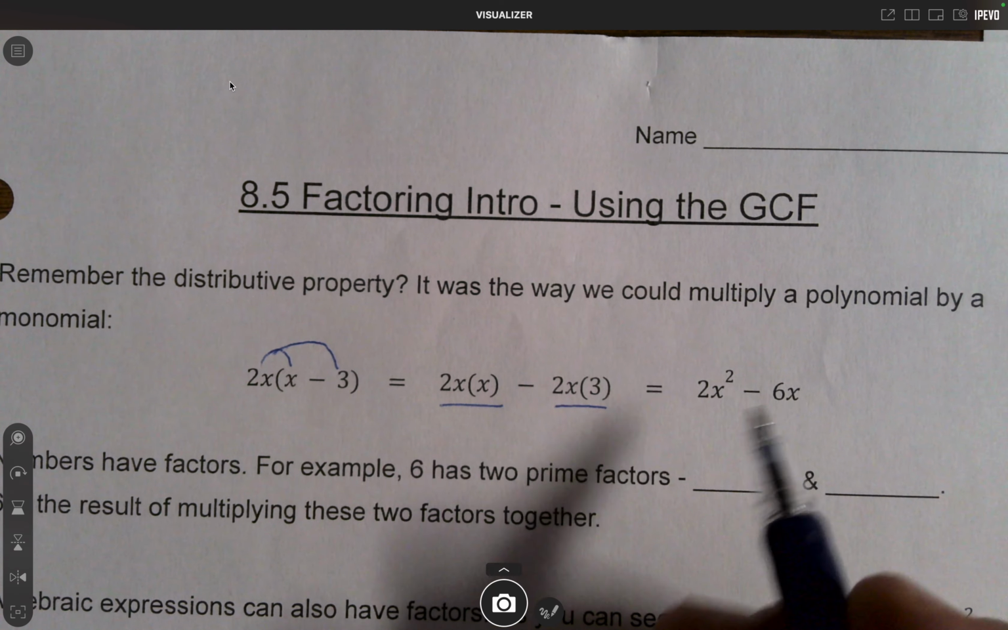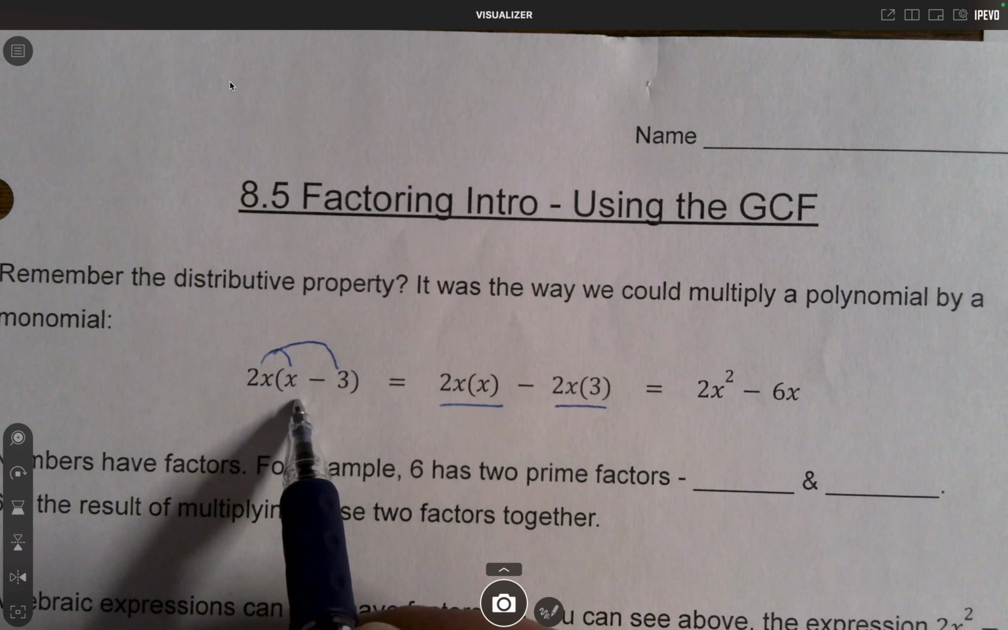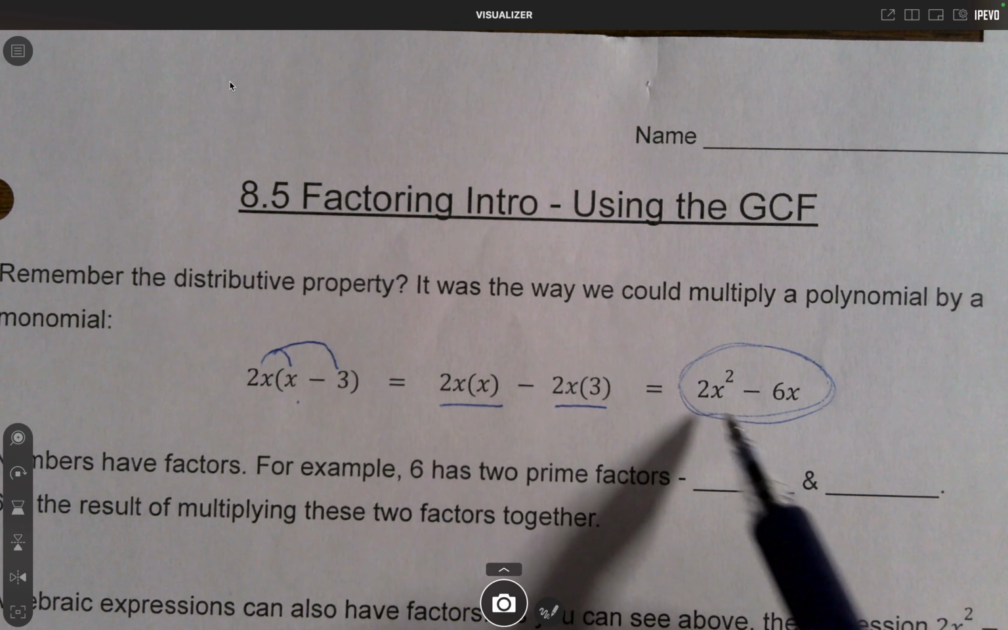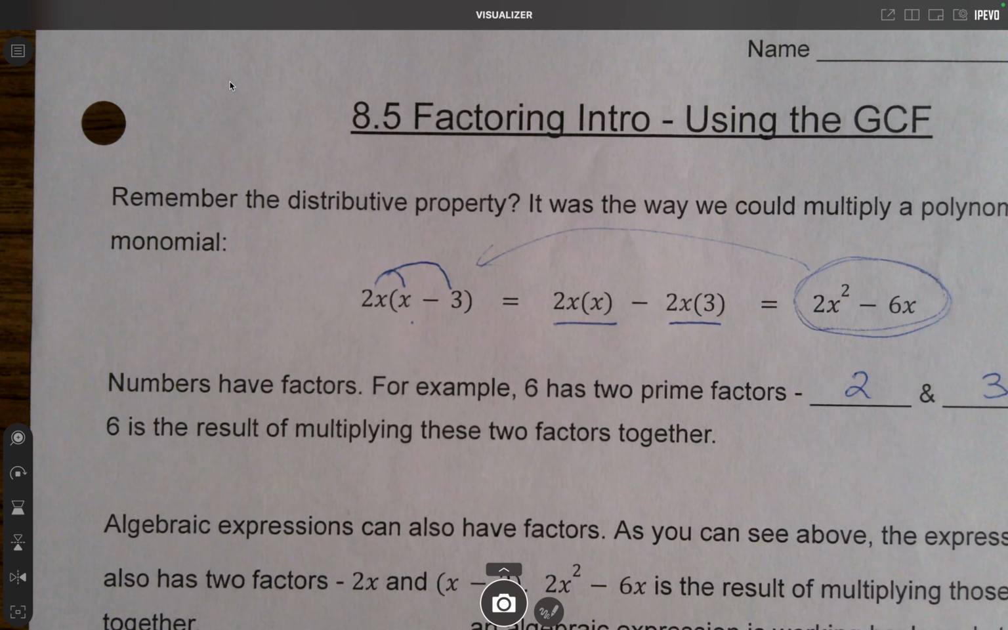What we're going to be doing today is, instead of starting here and ending here, we'll start with this and move backwards toward this. As far as why we would do such a thing, that'll become more clear as we go through the course. But as you know, numbers have factors. We've done factor trees. You figured out prime factorization. 6 has two prime factors, 2 and 3, and 6 is the result of multiplying these two factors together. So 2 times 3 is 6.